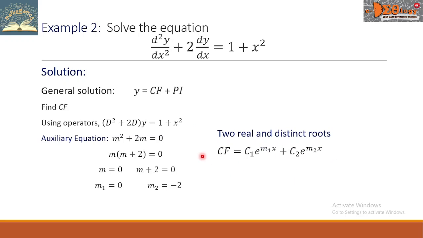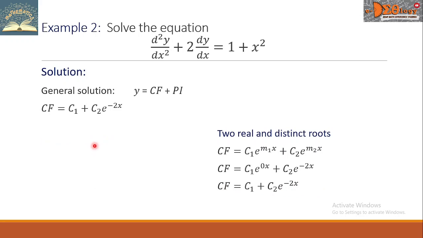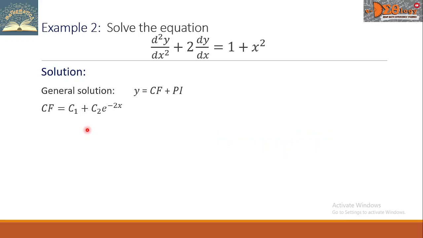For the CF, this is our formula. Let us substitute the values of m sub 1 and m sub 2 respectively. So it becomes like this, and we can simplify this part, and the final value of CF will be c sub 1 plus c sub 2 times e raised to the negative 2x. Let us copy the CF somewhere here. Then let us find the PI of 1 plus x squared.